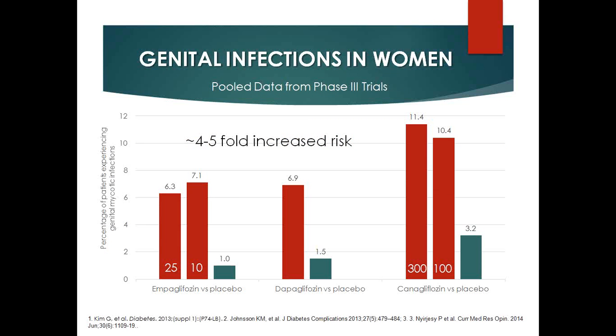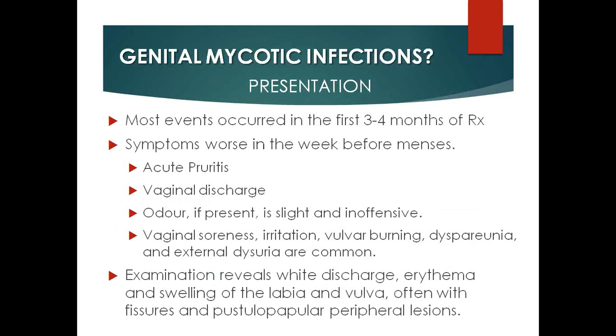And just to show you the other real issue, and that is genital infection, as opposed to urinary tract infections. Now, these are genital mycotic infections, or candidiasis. This is clearly increased, whether you talk about DAPA, CANA, or empagliflozin, roughly 3 to 5-fold. So on average, between 1 in 13 and 1 in 10 women treated with this agent within the first 3 to 4 months will develop genital candidiasis. Next slide.